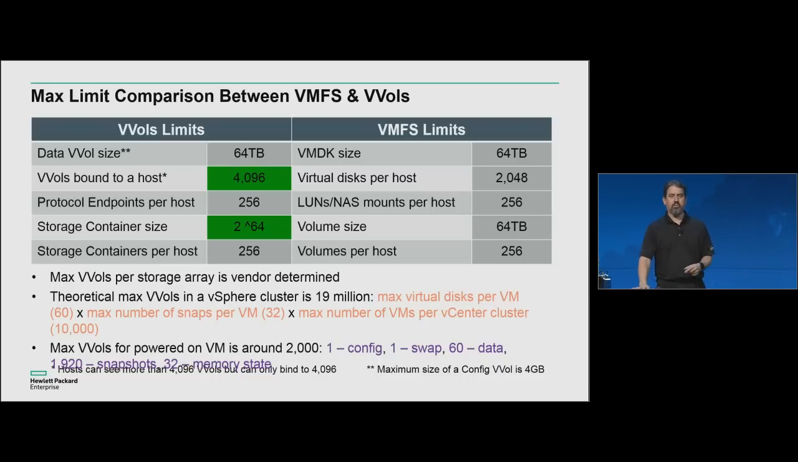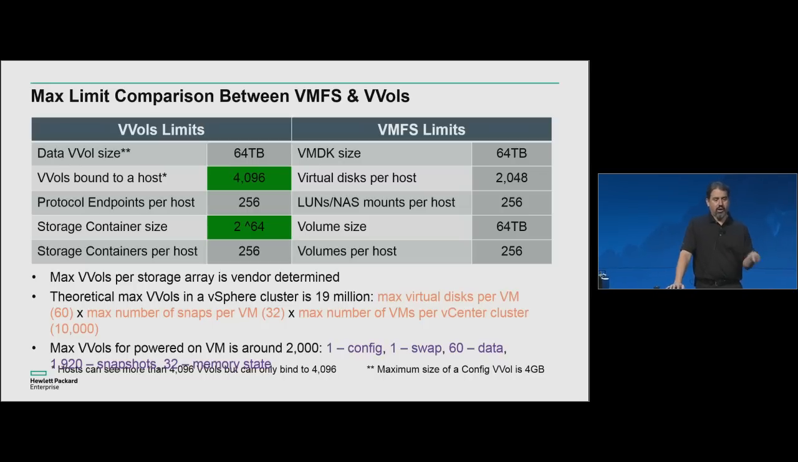That's really going to determine how you can scale VVols on your array, because every VM has multiple VVols, so what your vendor supports is going to dictate what you can fit within that storage array, based on the number of VVols that are going to exist on that array. The theoretical max VVols in the vSphere cluster is 19 million, if you did the math of the max virtual disks per VM times the max number of snapshots times the max number of VMs for a vCenter cluster. Big number, you're probably never going to be there.